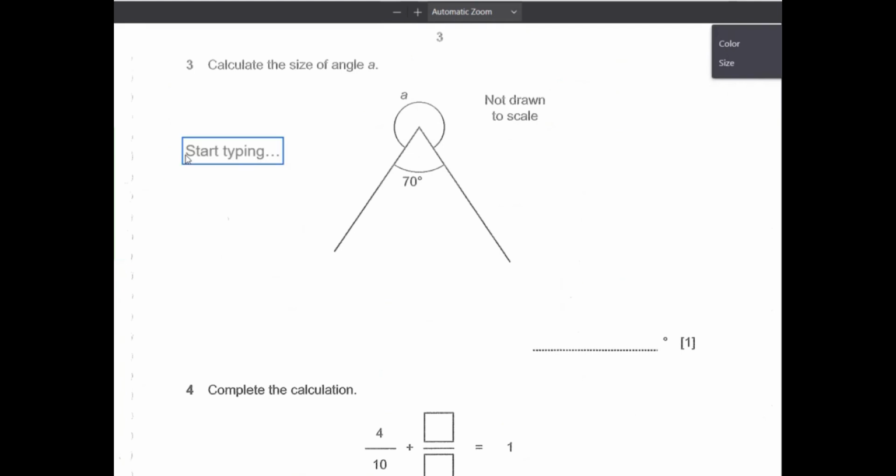And we're given that part is 70 degrees. So A will be equal to 360 minus 70. That's going to make A equal to 290 degrees. So you go right here. The answer is what? 290 degrees.